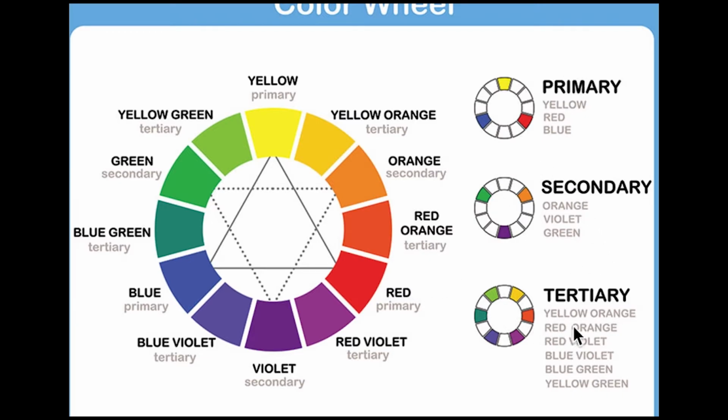And here is another category, tertiary colors. So the colors that fall between the primaries and the secondaries, right? And they're just named really conveniently, right? Red-violet for between red and violet. But this is how it functions.